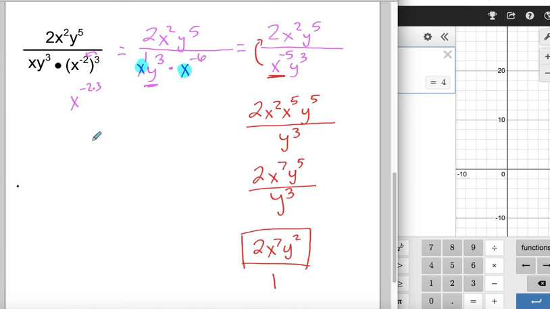So this one had a lot going on. But if you just do a little bit at a time and you show your work, it won't seem so overwhelming. If you try to do it all in your head and do it in one step, you're going to get confused and make mistakes. So be sure you're showing your work and just doing a little bit at a time.